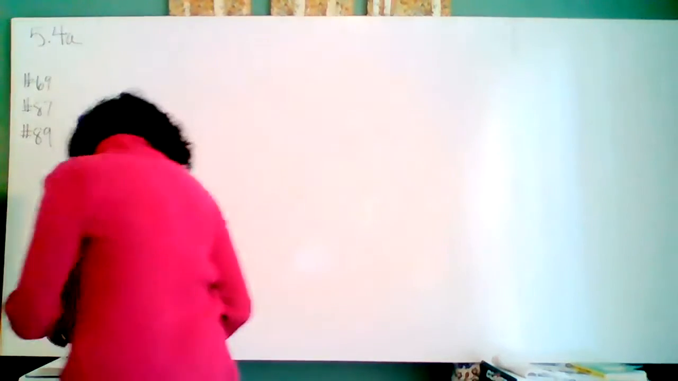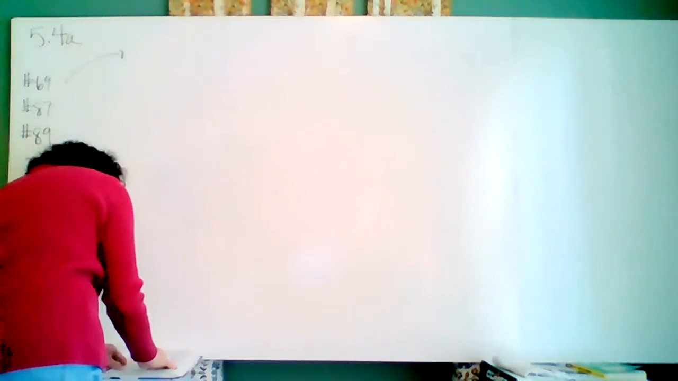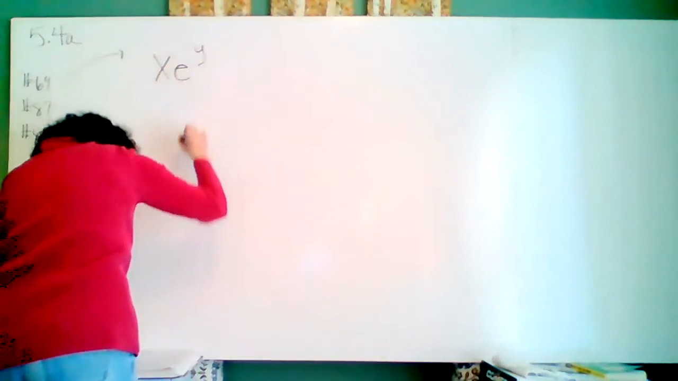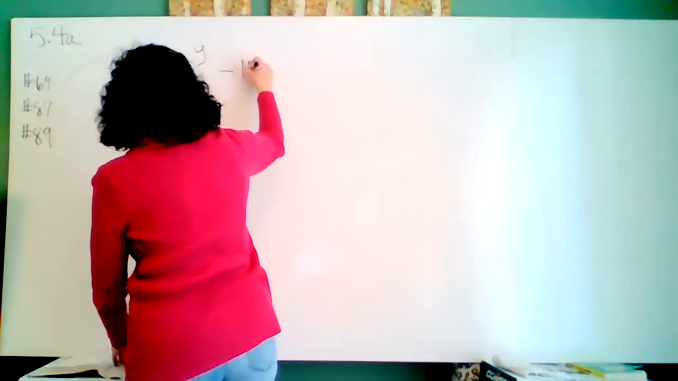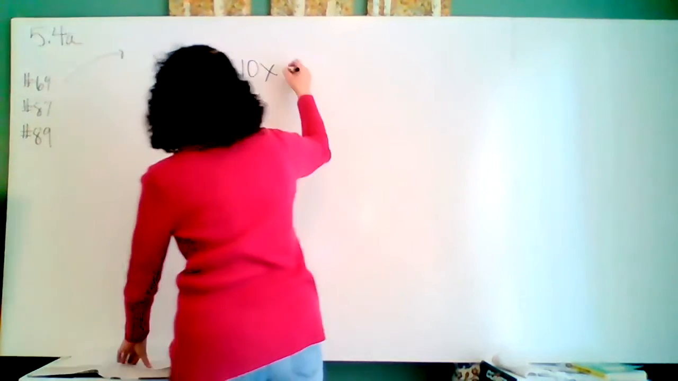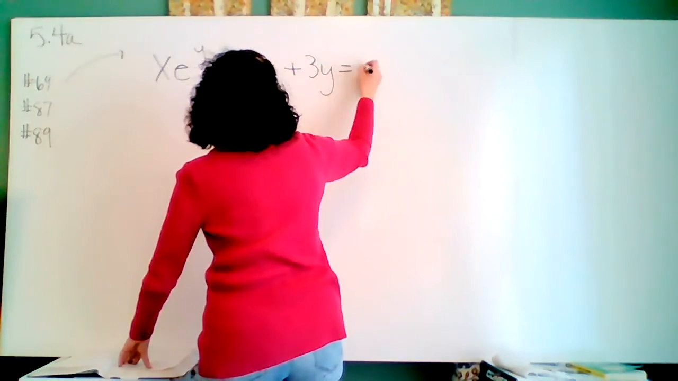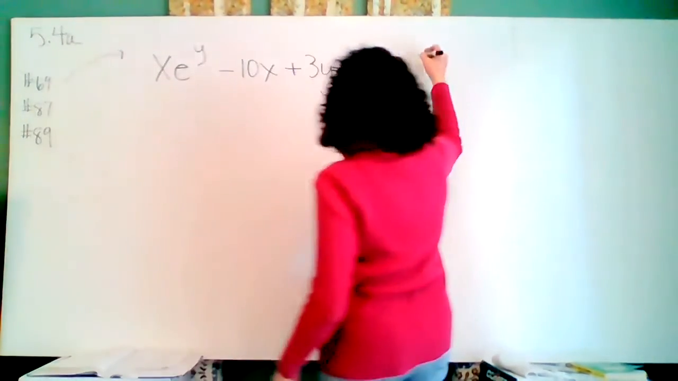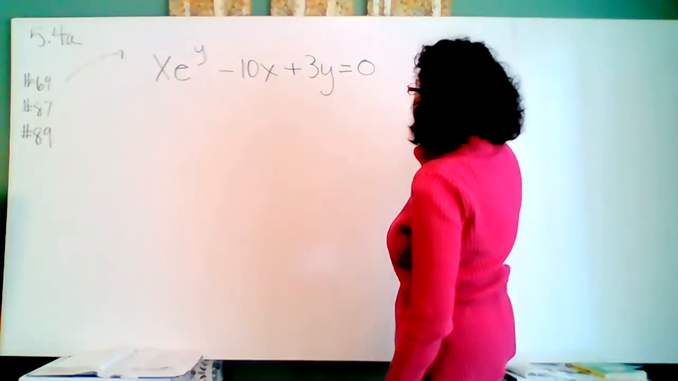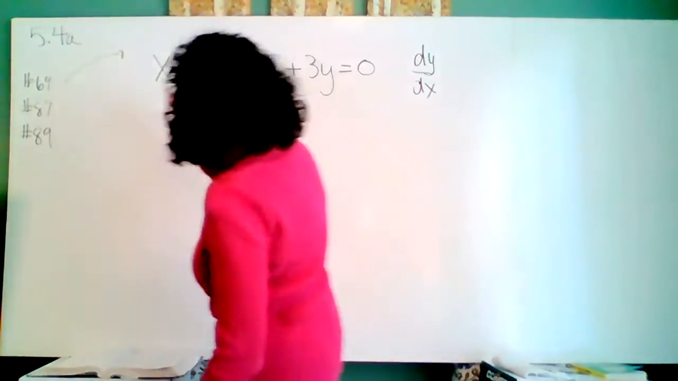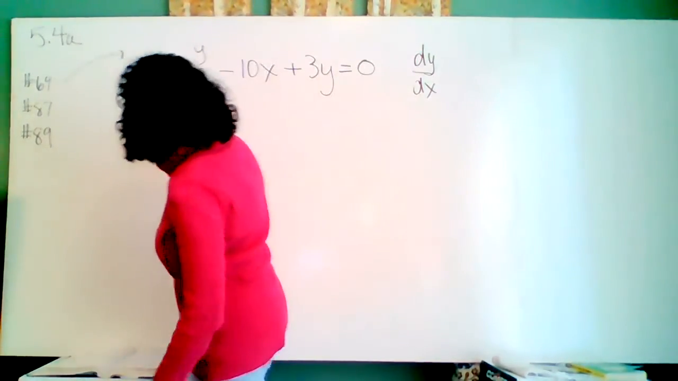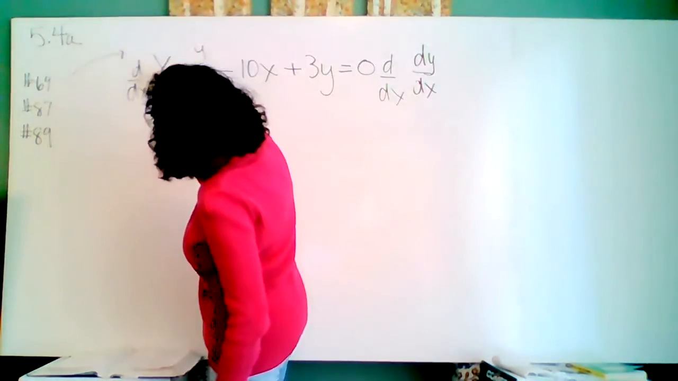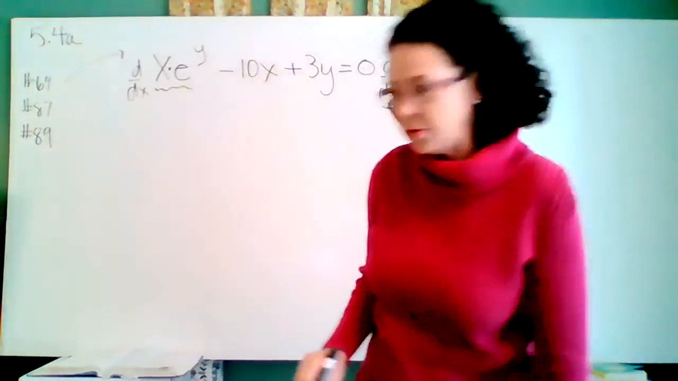Okay, on number 69, let's see. Use implicit differentiation. Okay, they are asking you to find the derivative of y with respect to x. So I will take the derivative with respect to x of both sides. Okay, the most difficult piece will be right here. We're going to use a product rule.